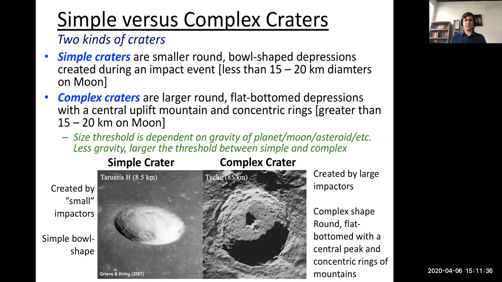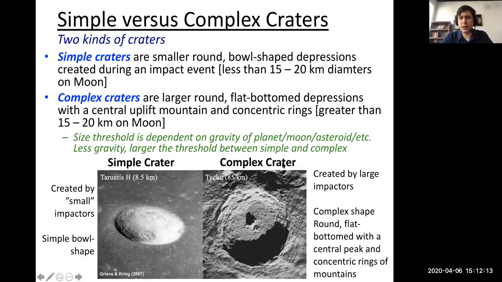So simple craters, highlighted here on the left, and the crater Torontus H is 8.5 kilometers from side to side. Yes, this is considered a small crater on the moon. So these are the smaller craters, and they're very round. They have raised rims, and they look like a nice bowl-shaped depression. On the moon, they are always 15 to 20 kilometers or smaller, all the way down to the meter-sized. So even the small craters end up looking like these simple craters. And whenever I say small, I'm talking about meters to tens of meters.